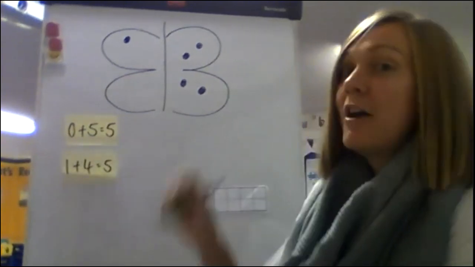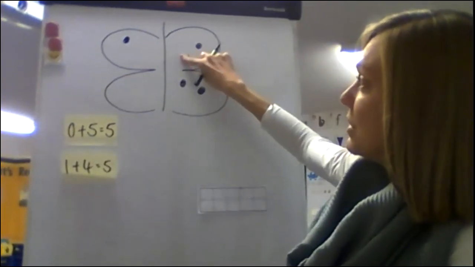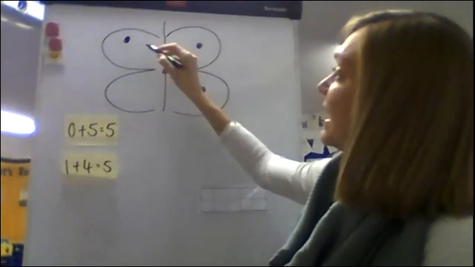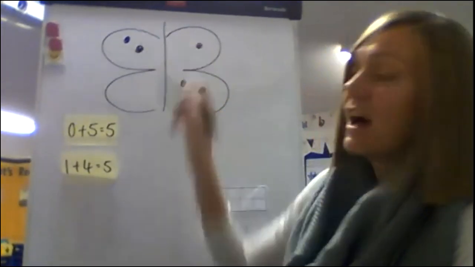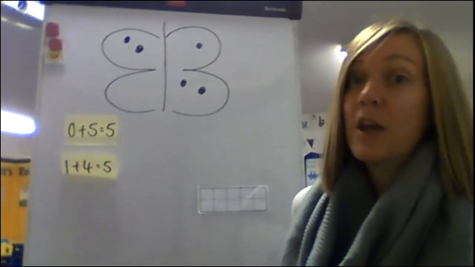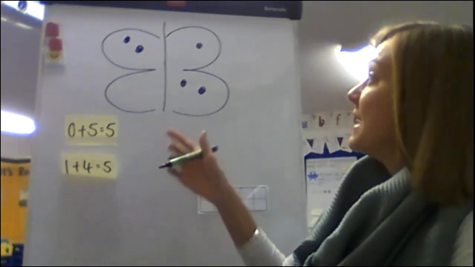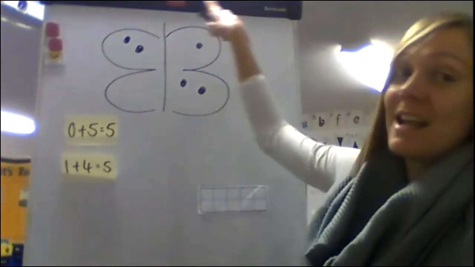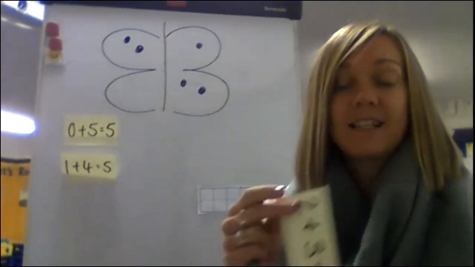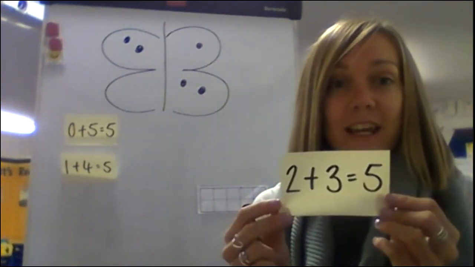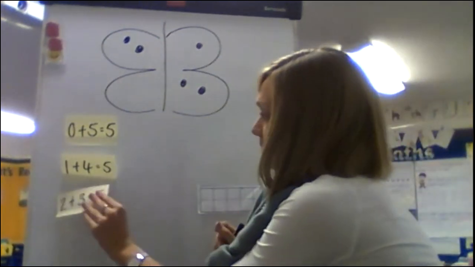And we didn't stop there because we kept going. So we used our system to rub 1 out at a time and move it to the other side of the butterfly's wing. We've still got 5, but now we've got 2 and 3. So our sentence becomes 2 and 3 equals 5.